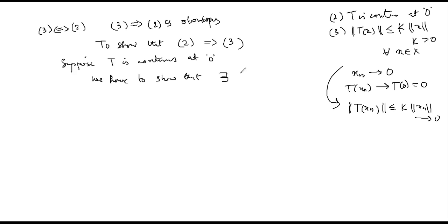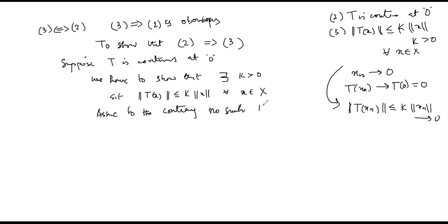That there exists some k positive such that norm of T of x is less than or equal to k times norm of x for all x belonging to X. So we have to show this. Assume to the contrary it's not true. Assume this is not true, meaning what we want to prove. So assume to the contrary, no such positive number k exists.